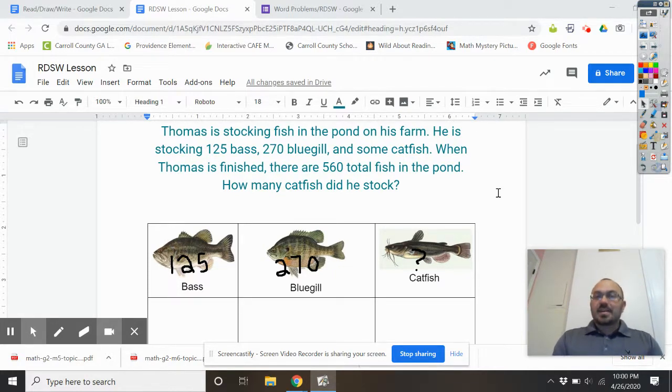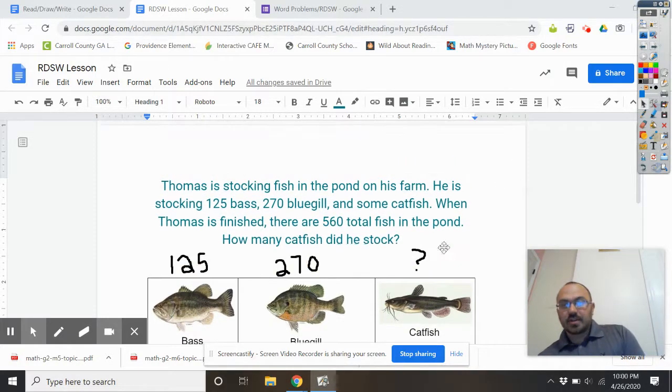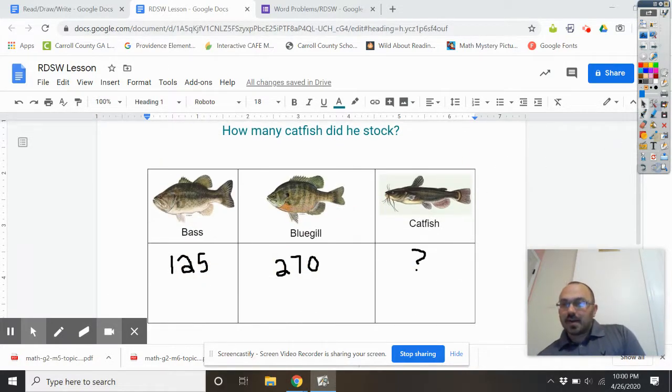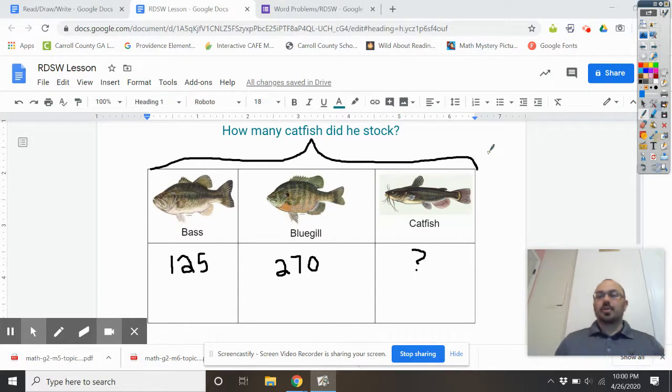So he is stocking these fish. When Thomas is finished, there are 560 total fish. So in your tape diagram, go ahead and put a bracket around it because the entire length from here to here is going to showcase how many total fish we have. And the answer to that is 560. Now, did I make that number up?